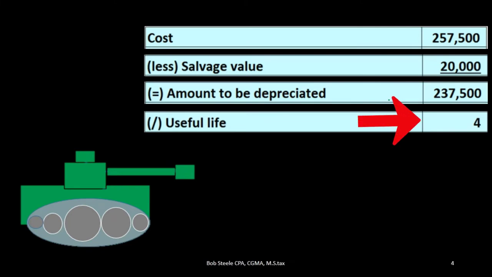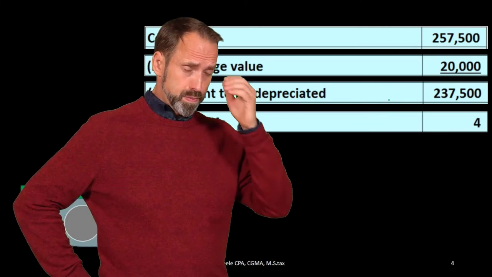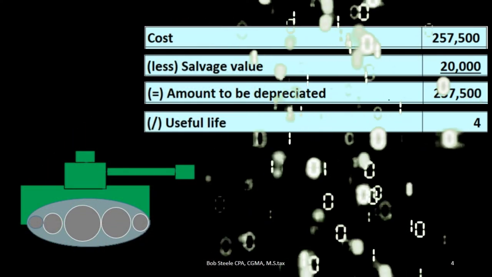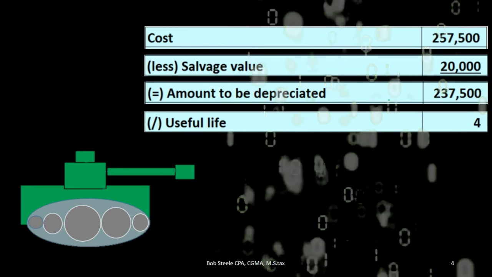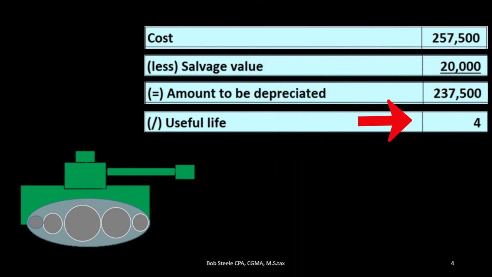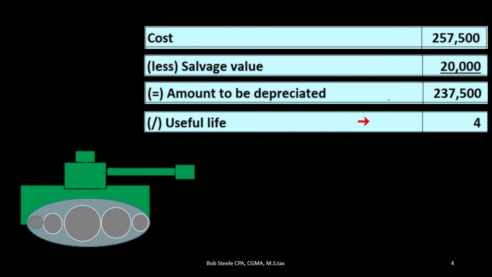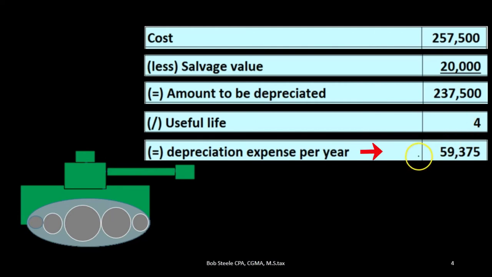We're going to take the useful life, the 4 years in this case, usually given in book problems. In a real life problem, the tax code is often very specific about the useful life. Generally accepted accounting principles have a bit more leeway in determining what the useful life will be. But the idea being that however long we think we're going to use that asset for, we should take it over that useful life so we can allocate the cost over that time period. If we divide that out, then we have the $59,375 each year.